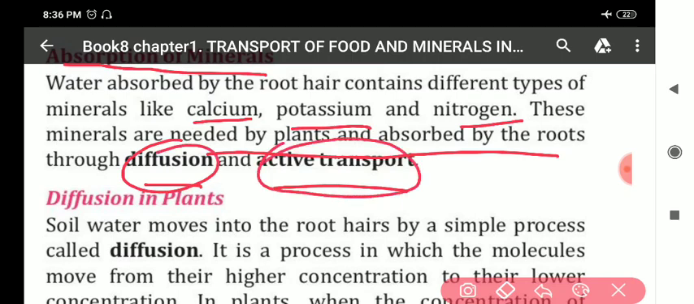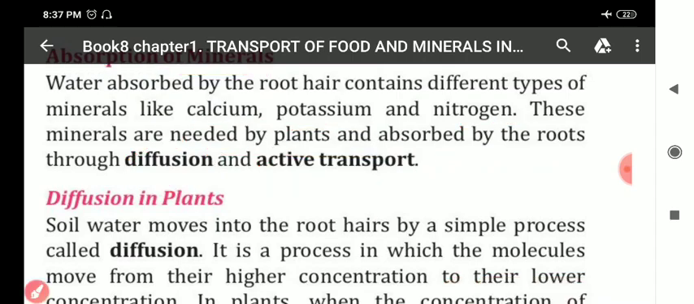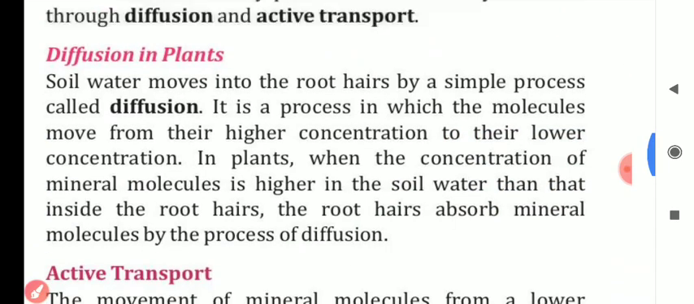Clear all of you? The absorption of minerals from the soil is done by two processes. The first one is diffusion and the second one is active transport. Now, one by one we will discuss them. First we will discuss diffusion in plants. Let us see this diffusion.